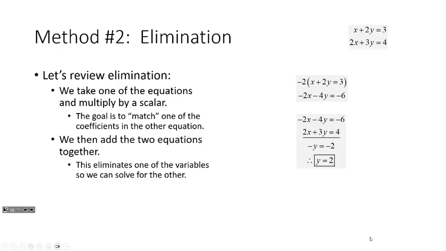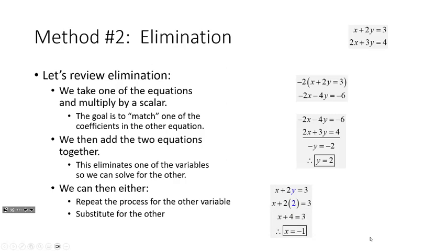Over here I have -4y plus 3y is -y. -6 plus 4 is -2. So I get y equals 2. Then I can take that and substitute it in, same way I did before, and get the same solution. Okay? Everybody with me on that?